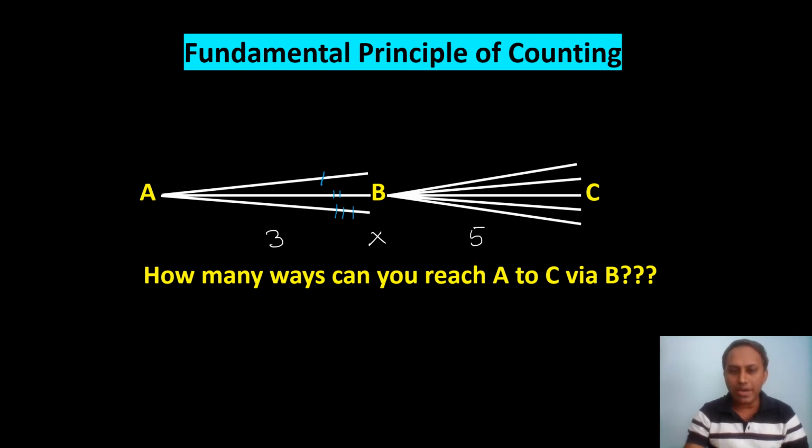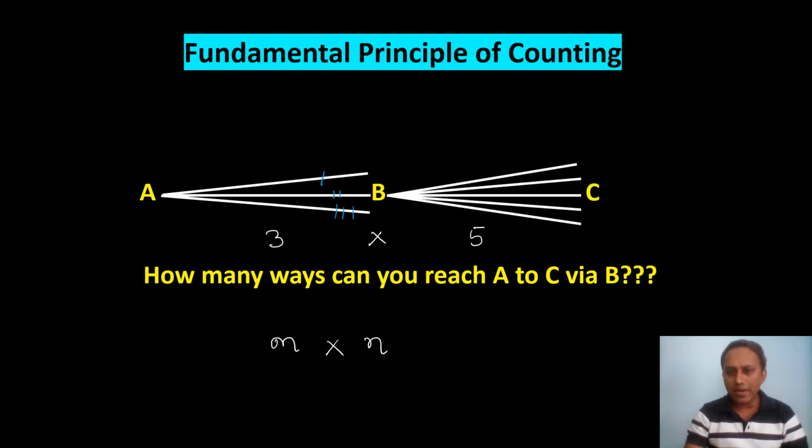So we can generalize, if one operation can be done in m ways, and for one such ways if another operation can be done in n ways, then together they can be done m into n ways. Alright, product rule. This is not just for two operations, it is valid for any number of operations. We will just keep on multiplying.